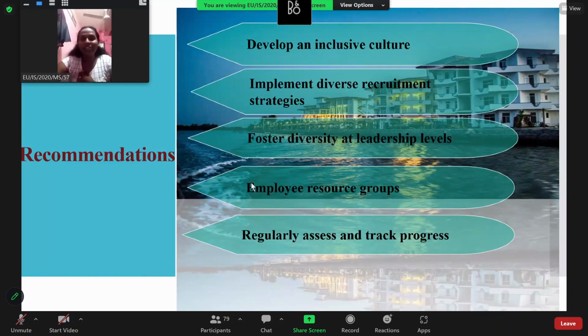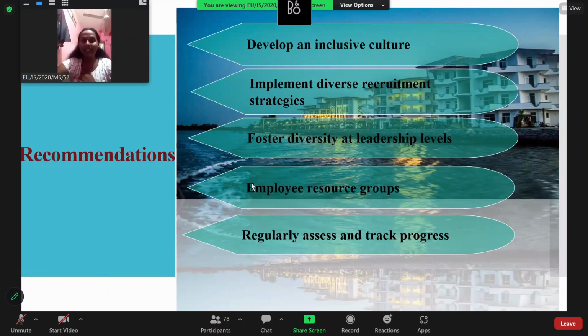Fifth one is regularly assess and track progress. Organizations should regularly assess their diversity and inclusion efforts and track progress over time. This can be done through surveys, focus groups, and analyzing relevant data such as diversity metrics and employee satisfaction. By monitoring progress, organizations can identify areas for improvement and make necessary adjustments to their strategies.